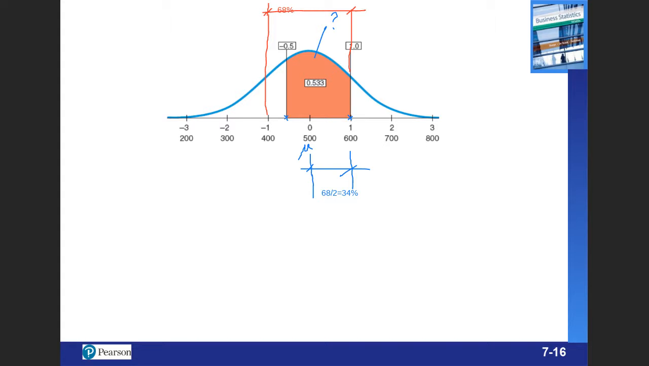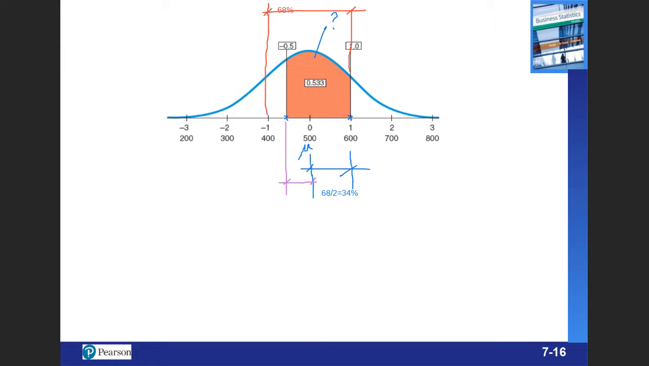Between 450 and 500, that will be 34 divided by 2. So between 450 and 500 is those two. And we're doing this because we know this is a symmetric curve, so we can do this kind of thing. Now we already know what that little bit is, which is 34 divided by 2, which is equal to 17.